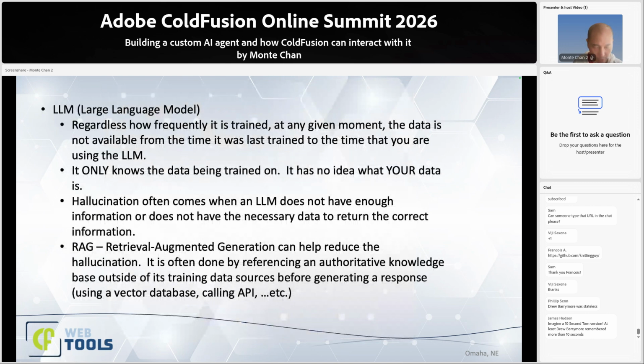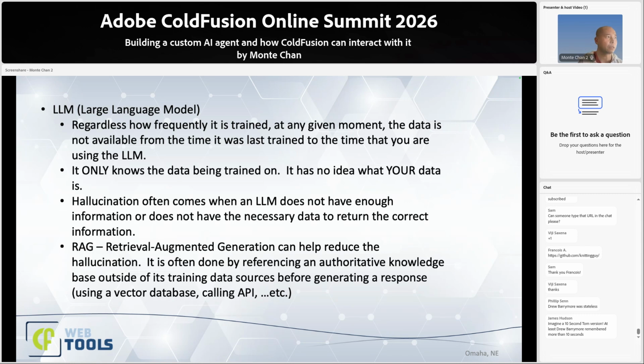And when you deal with an agent, you will need to use something called an LLM, which is a large language model. There are a couple of problems with a large language model. Yes, an LLM is being trained, but regardless of how frequently it is trained, at any given moment, whatever data has become available from the time it was last trained to the time that you are using that LLM, the LLM simply has no idea what happened in that time period. And also, it only knows the data it was trained on. There's something that may be specific to you or your organization, and the LLM simply has no idea what your data is.